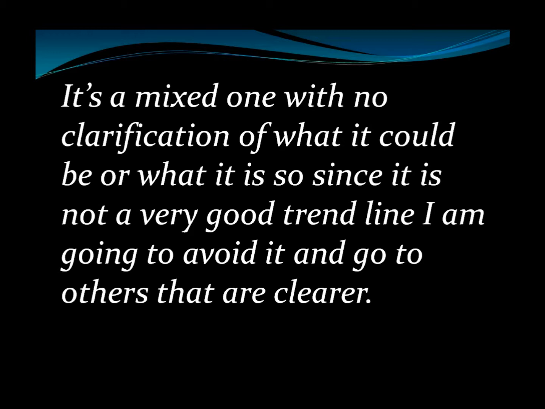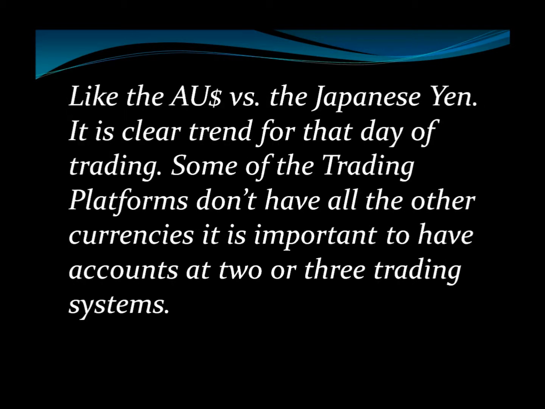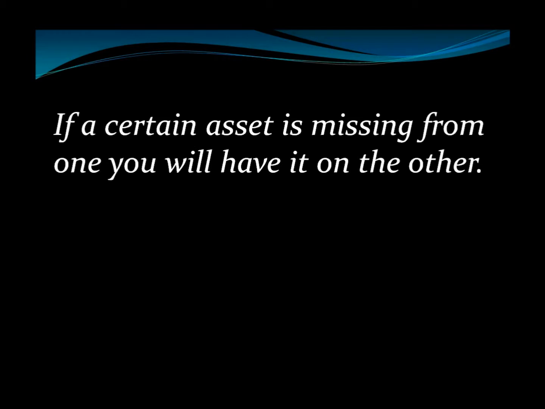So since it is not a very good trend line, I am going to avoid it and go to the others that are clearer, like the AU versus the Japanese yen. It's a clearer trend for that day of the trading. Some of the trading platforms don't have all the other currencies. It is important to have accounts at 2 or 3 trading systems. If a certain asset is missing from one, you will have it on the other.